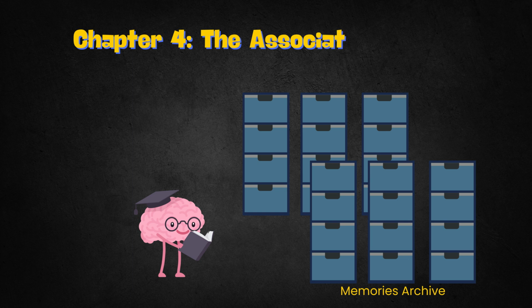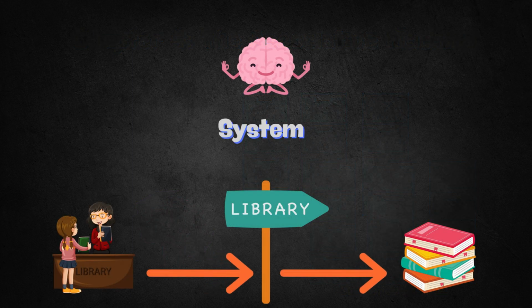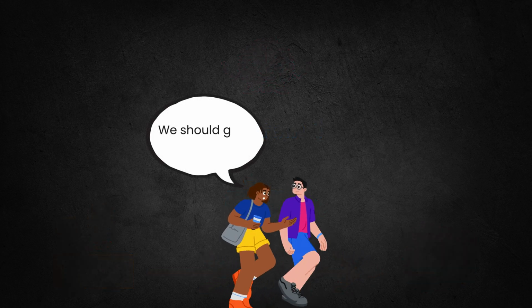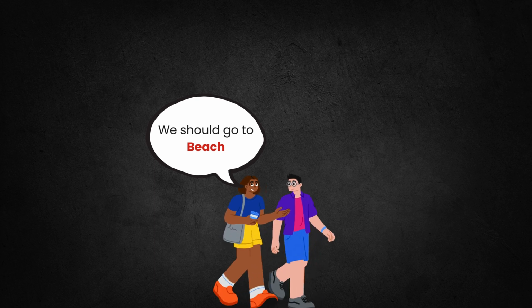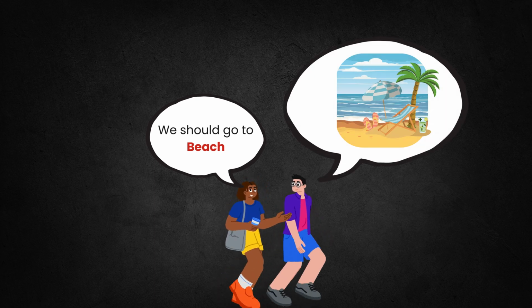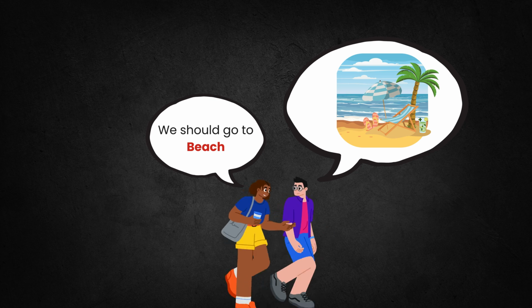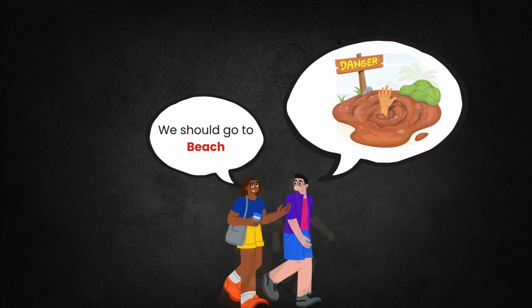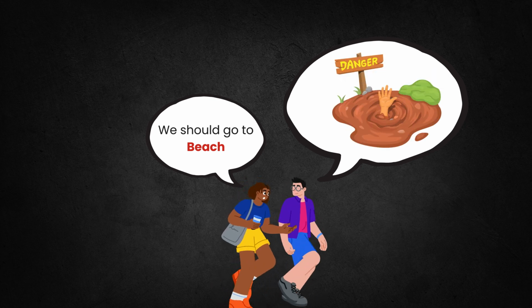Chapter 4. The Associative Machine. Our minds love patterns. System 1 forms associations automatically. This is why certain smells can trigger memories. But these quick associations can sometimes lead us astray. Example: you hear the word beach, and images of sand, waves, and sunshine come to mind. This automatic pattern recognition is helpful, but it can also mislead us. We might assume things are related when they're not.